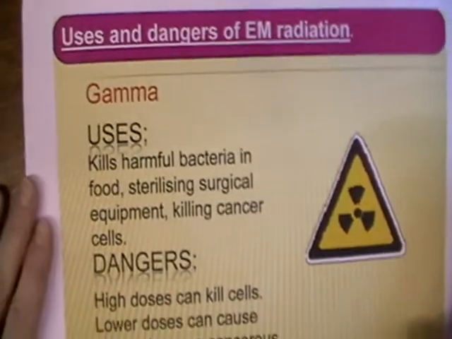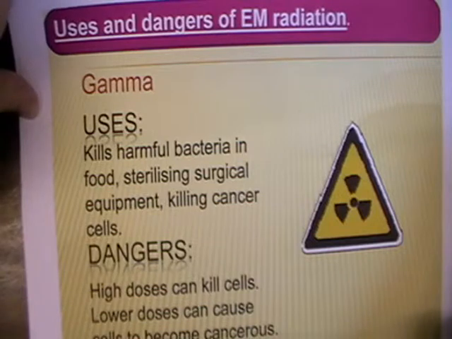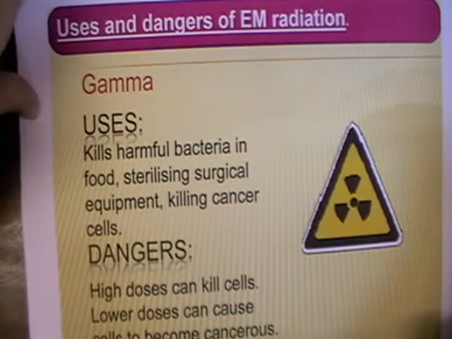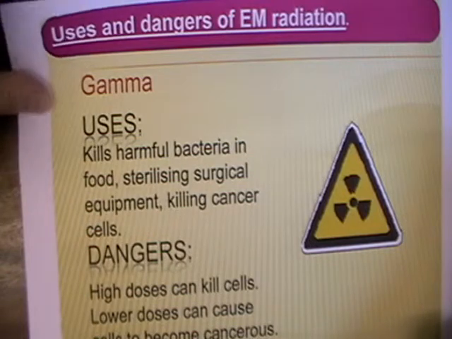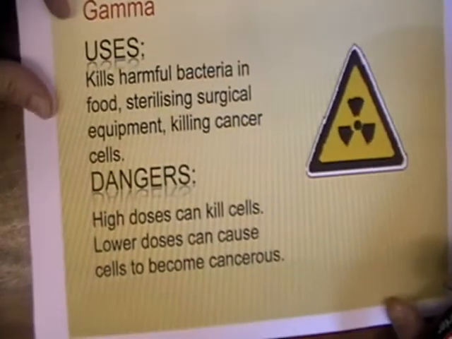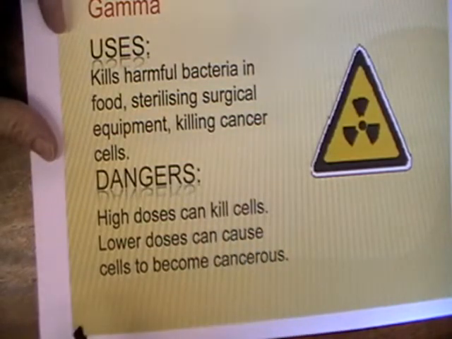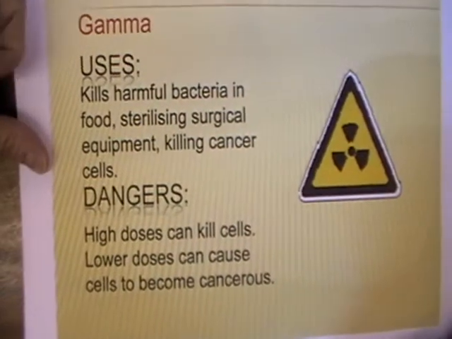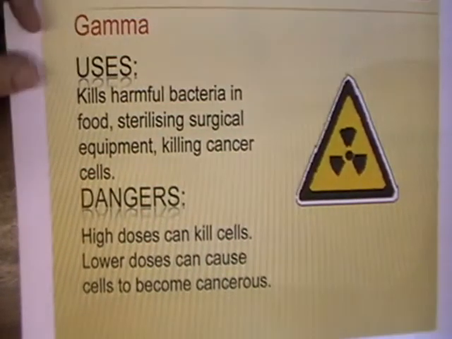So we'll just go through each one, starting with gamma. Gamma's the one with the shortest wavelength. It's used to kill harmful bacteria in food, to sterilise surgical equipment, and to kill cancer cells. Dangers: if you get too high a dose, they can kill cells. Lower doses can cause cells to become cancerous. So they are a very, very dangerous type of radiation, and you should never be exposed to gamma rays unnecessarily.